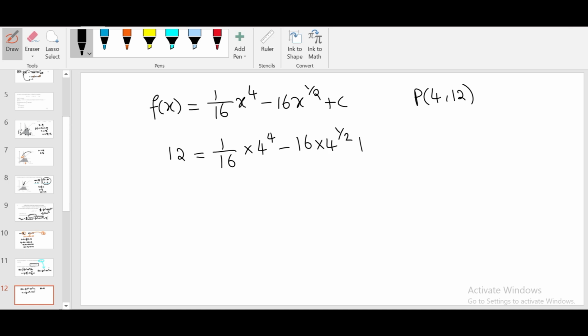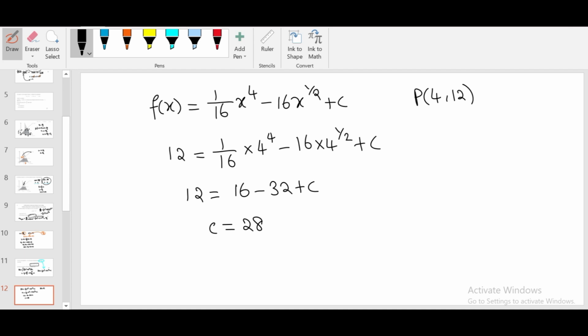16 times 4 power half plus c. So 12 is, use your calculator, 4 power 4 divided by 16. 4 squared is 16, so you'll get 4 squared minus 4 power half is 2, 32 plus c. Minus 16 comes here, 12 plus 16, c is 28.